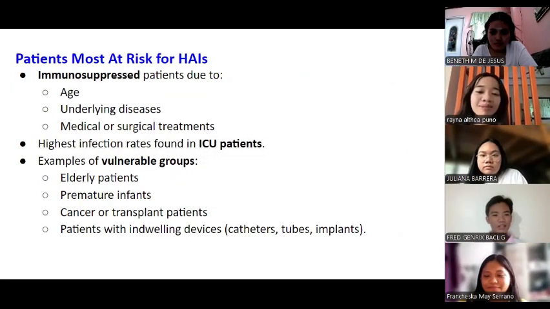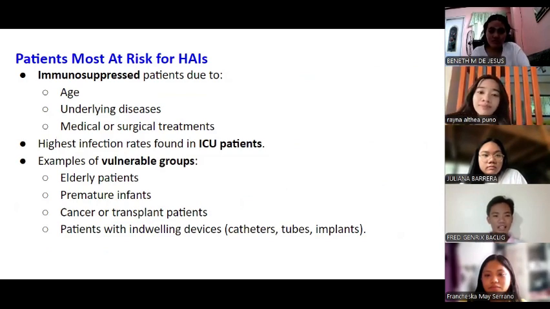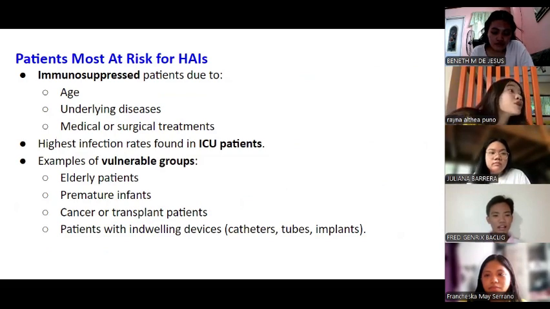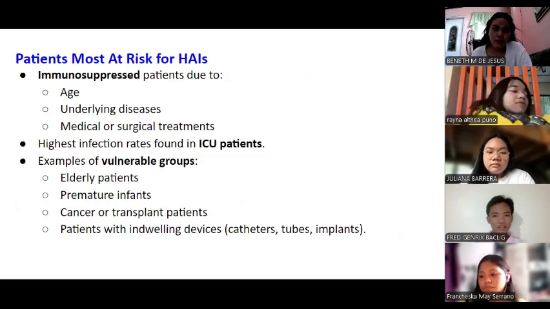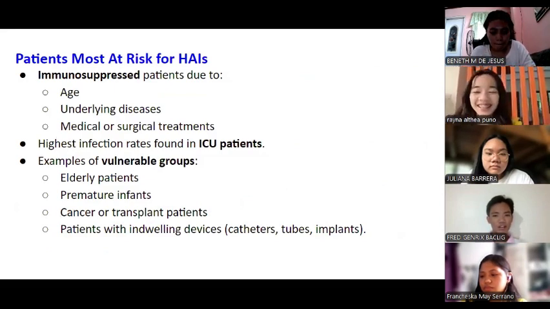So the patients most at risk for healthcare-associated infection are the immunosuppressed patients due to their age, underlying diseases, and medical or surgical treatments. Most especially, the highest infection rates are found in the ICU, due to the severity of illness, frequent use of invasive procedures, and longer hospital stays.